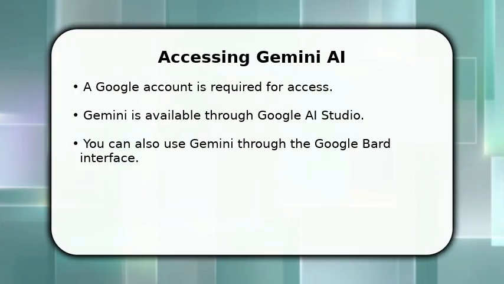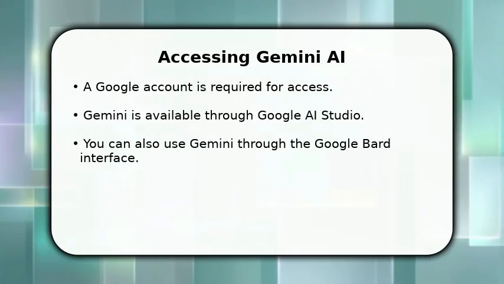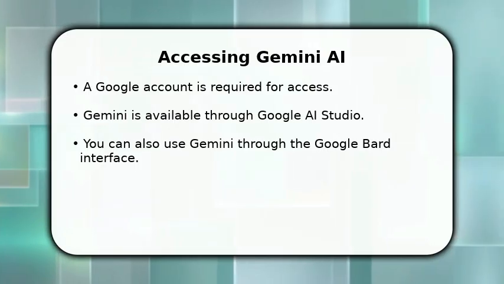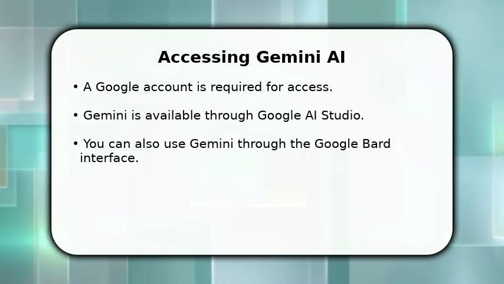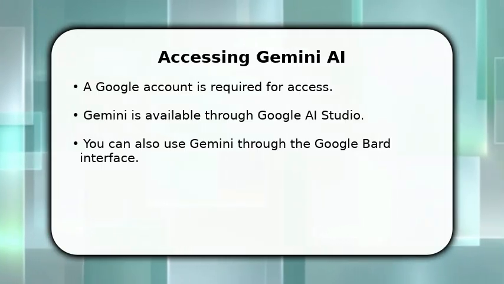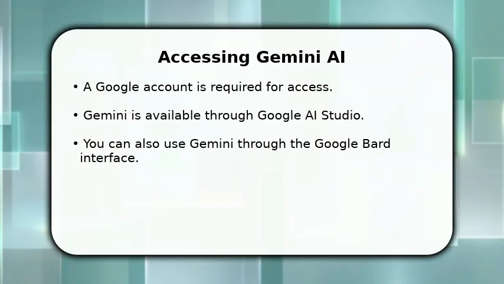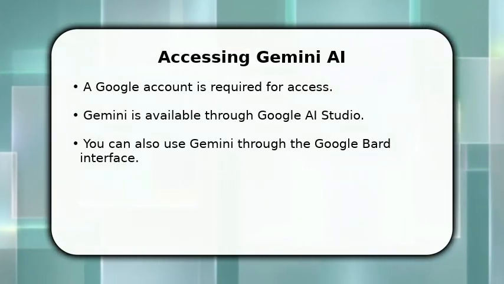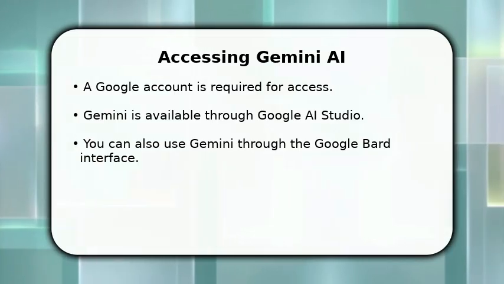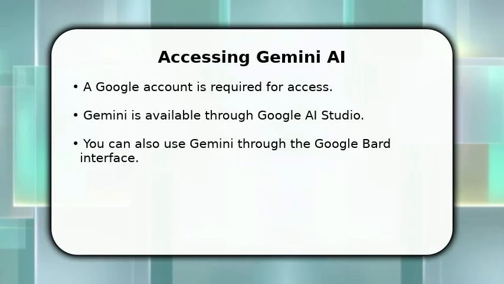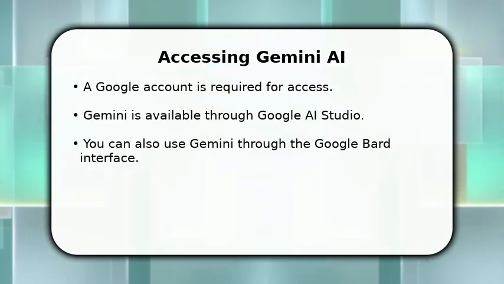In this video, I will explain how to get Gemini AI. To begin, you'll need a Google account, which serves as your gateway to accessing Gemini's powerful capabilities. Gemini is primarily available through two main avenues: Google AI Studio for developers and the Google Bard interface for conversational interactions. Both platforms offer unique ways to engage with the AI, catering to different user needs and technical proficiencies.